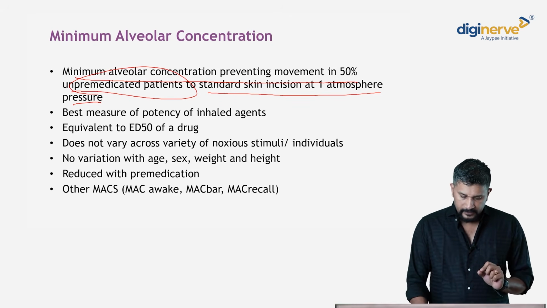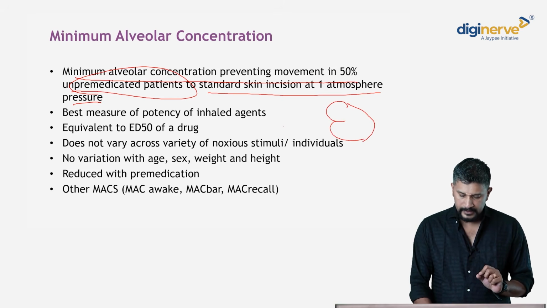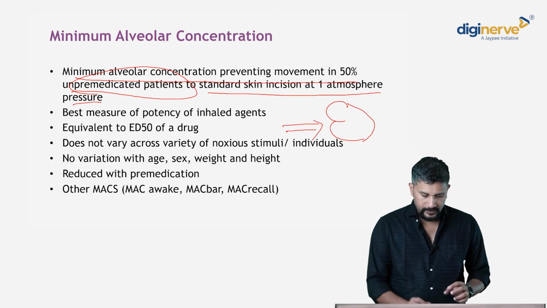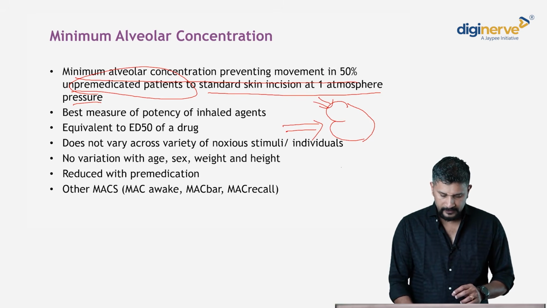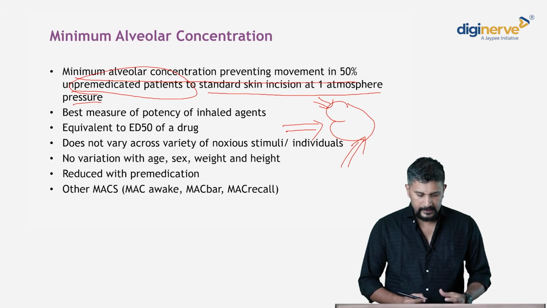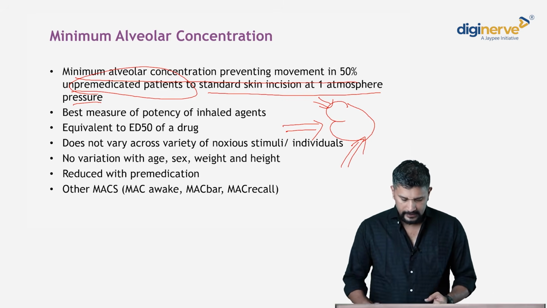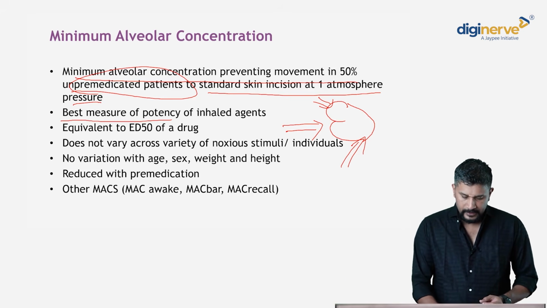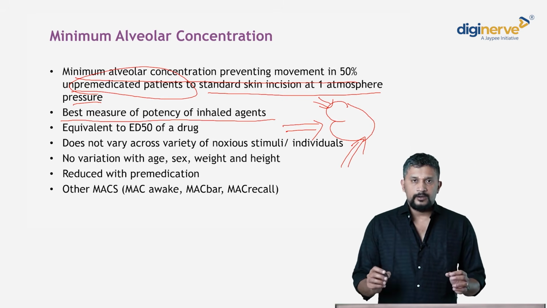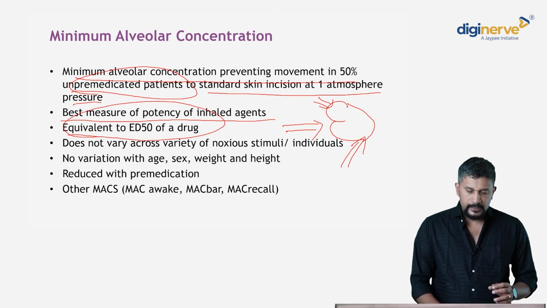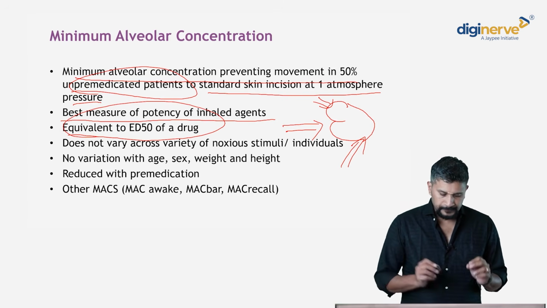Whenever we're looking at the minimum alveolar concentration, it is assumed to be a direct reflection of the concentration of the gas within the brain, because your brain tissue receives a lot of blood supply through a lot of blood vessels, and therefore the minimum alveolar concentration is taken as the concentration of the volatile anesthetic in the brain. Now, why is this important? This minimum alveolar concentration is the best measure of potency of your inhaled agent, and it is equivalent to the ED50 of any intravenously injected drug.